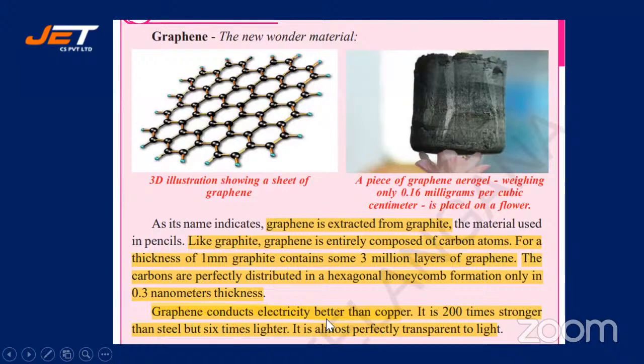Graphene conducts electricity better than copper. It is 200 times stronger than steel, but 6 times lighter. It is almost perfectly transparent to light.